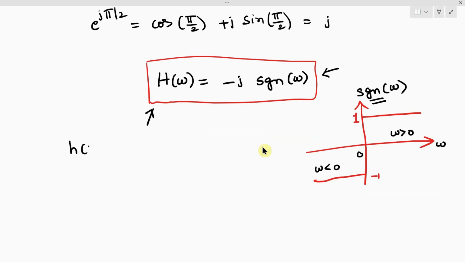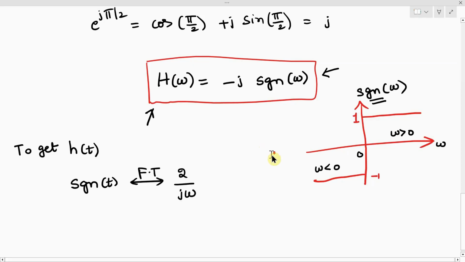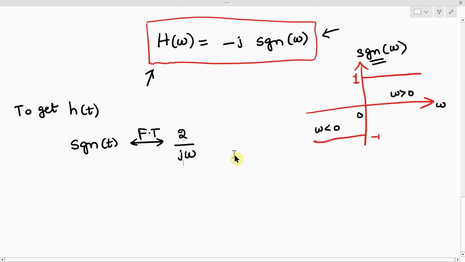Once I get h of t from this, then you can directly write the expression for the Hilbert transform. So to get h of t, because the signum function is a well-known function whose Fourier transform is already known, can anyone tell me the signum function Fourier transform? I think you don't remember. I know. It is 2 by j omega. Am I right or wrong? Yes, sir.